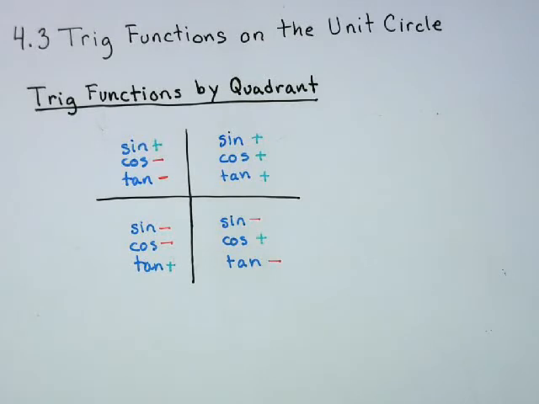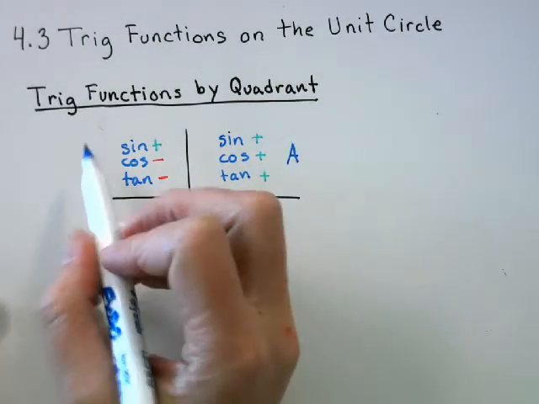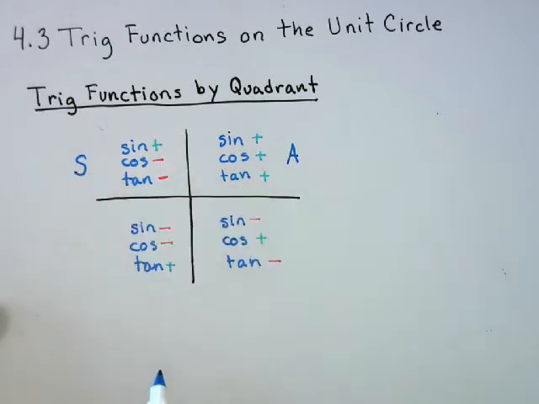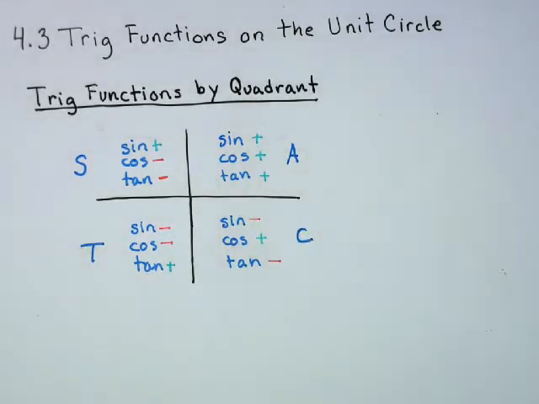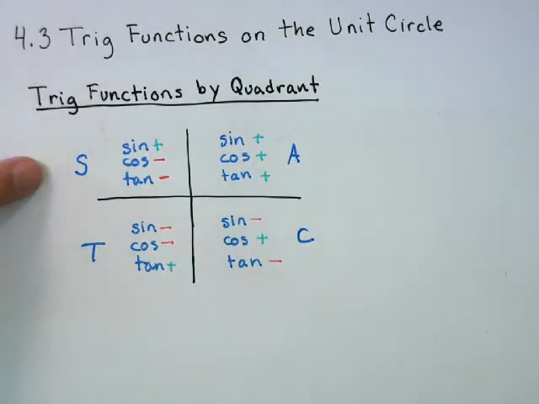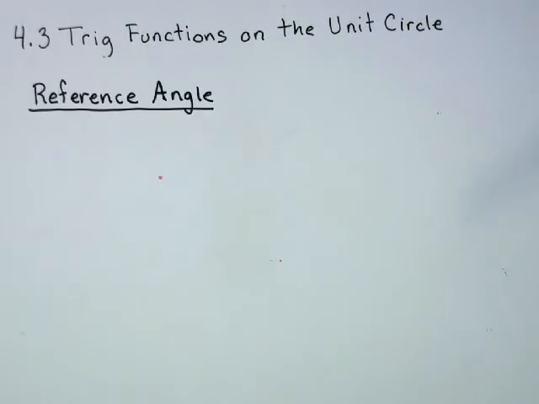So there's a mnemonic here that you may remember. All of the trig functions are positive here. Sine is positive here. Tangent is positive here. And cosine is positive here. So if you remember all students take calculus, then you can remember the signs in the different quadrants.